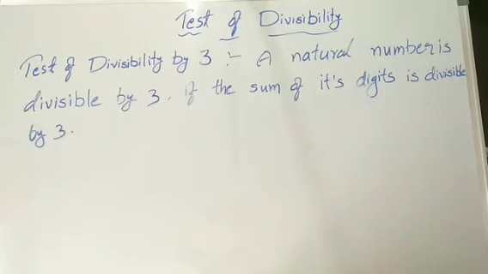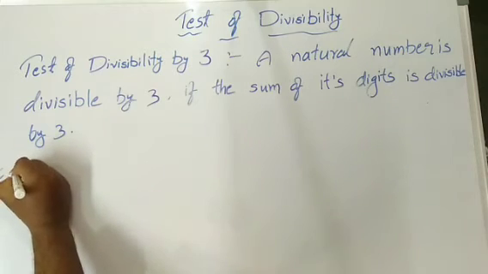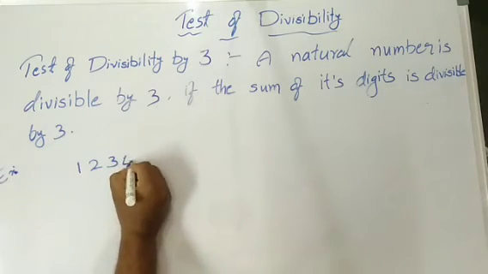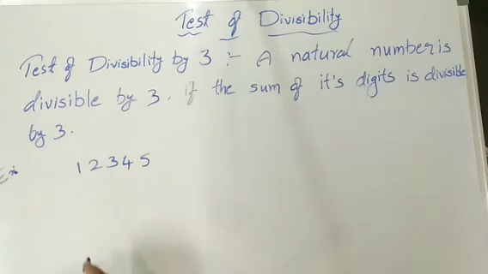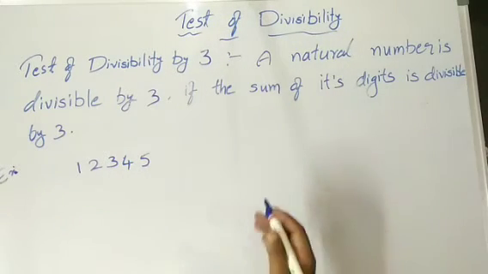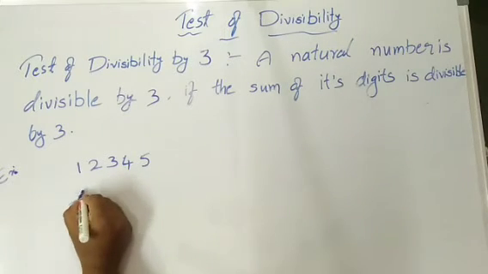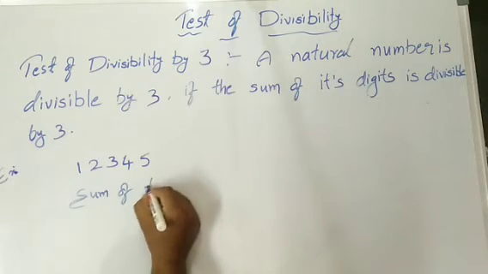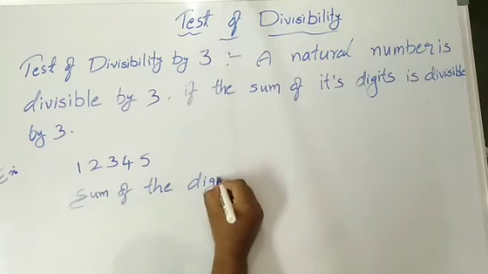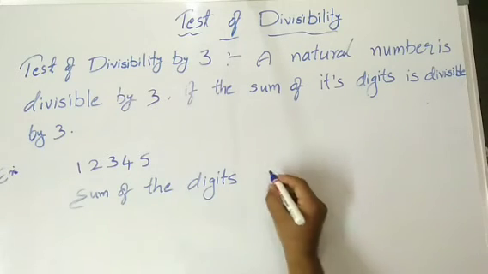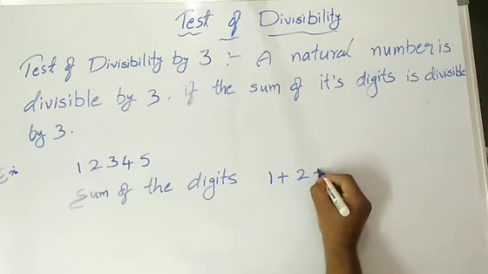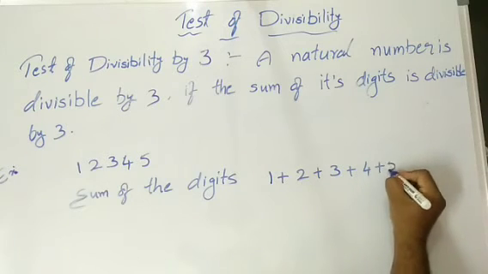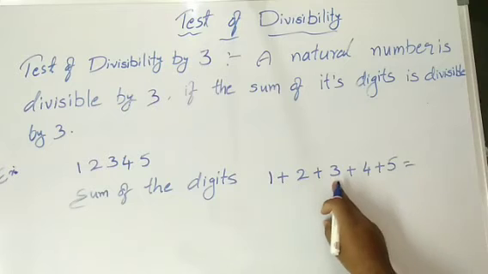Test of divisibility by 3. A natural number is divisible by 3 if the sum of its digits is divisible by 3. Sum of the digits. So we'll take one example here. Suppose 1, 2, 3, 4, 5. Sum of the digits means what? See, 1 plus 2 plus 3 plus 4 plus 5, that equals, see, 1 plus 2 is 3, plus 3 is 6, plus 4 is 10, plus 5 is 15.